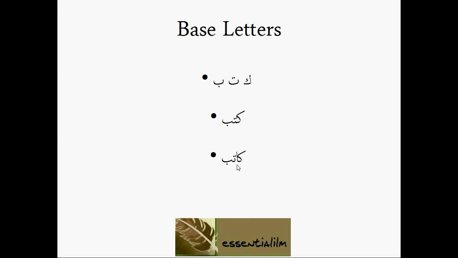And again, you can replace them with some other base letters like nun, sad, and ra. So if you placed nun, sad, and ra here, you would have nasara. So instead of he wrote, it would be he helped. And if you place those nun, sad, and ra in katib, it would be nasir. Katib meant the one who writes, so nasir means the one who helps.